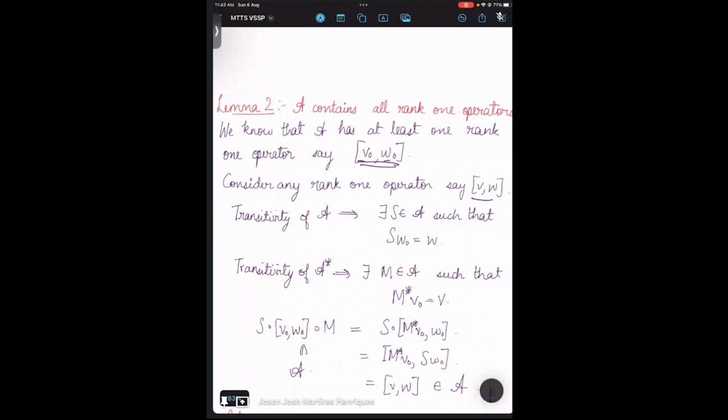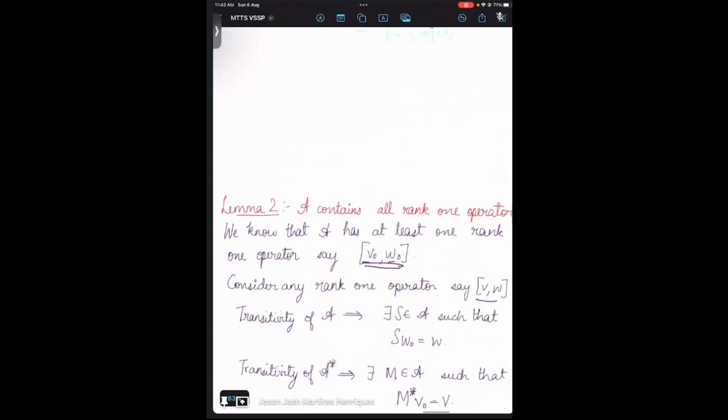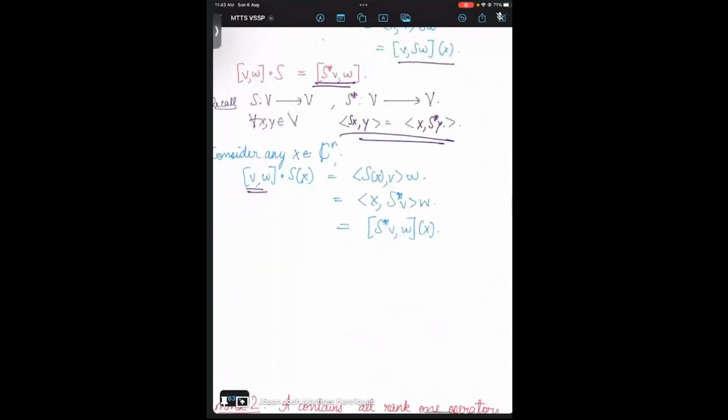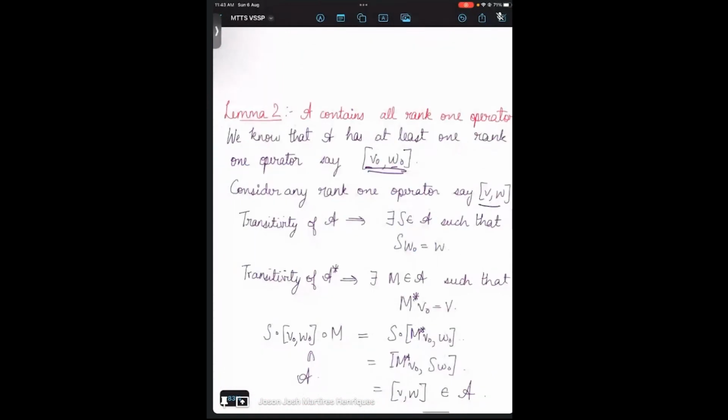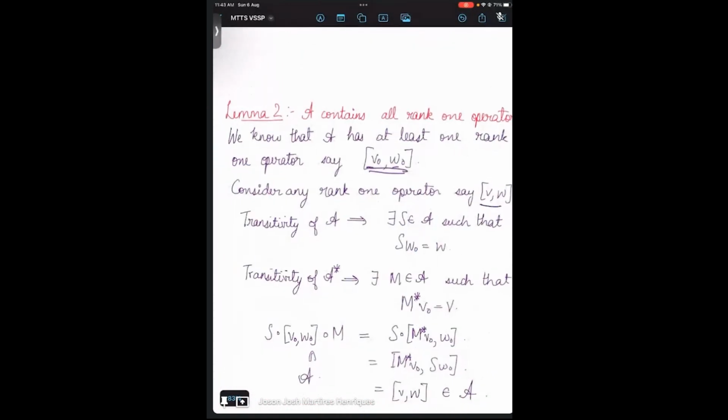So I have a linear map S inside the subalgebra such that that linear map would carry my W0 to W. Since we earlier showed that post-composing has got something to do with adjoints, if I can show that the transitivity of a subalgebra A implies the transitivity of its adjoint subalgebra, which is the collection of all its adjoints, then I have a way to travel from V0 to V also by a member of the algebra M.